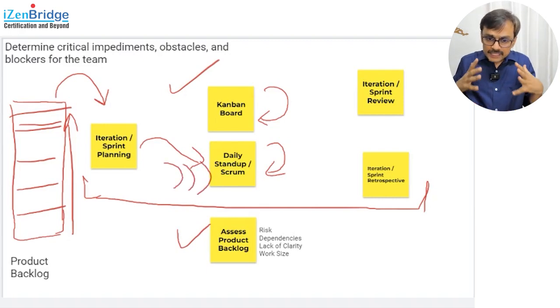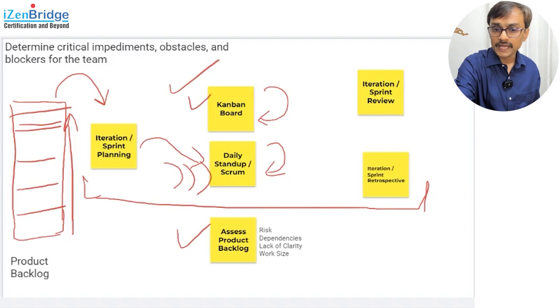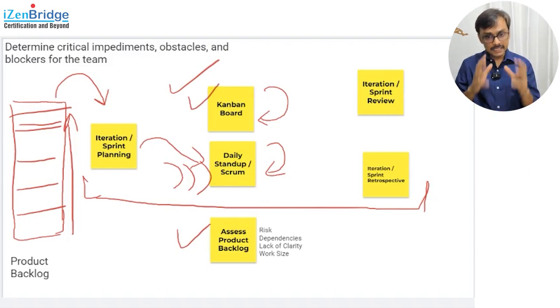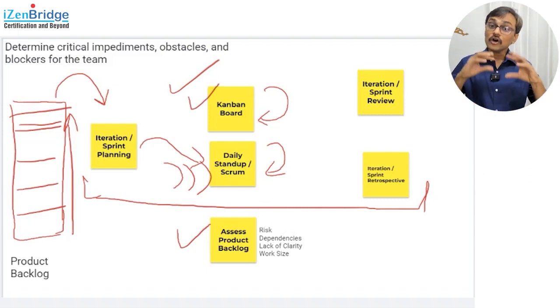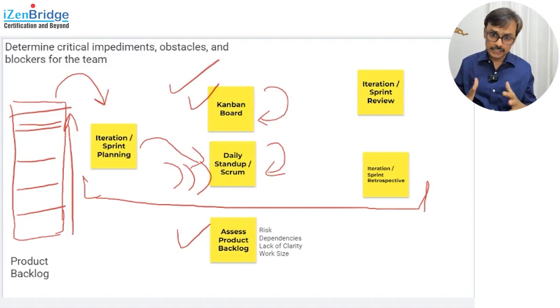So if some team member is stuck, they don't have to wait for the daily stand-up to raise the impediment. They should raise it then and there and put it on a Kanban board or someplace. But the daily stand-up or daily Scrum is another opportunity. That's the important point to keep in mind from an exam perspective: it is another opportunity to think critically. Is there something blocking me from achieving my sprint goal?